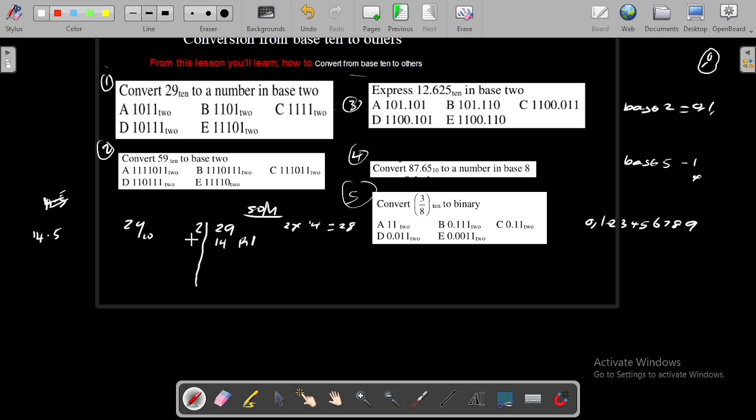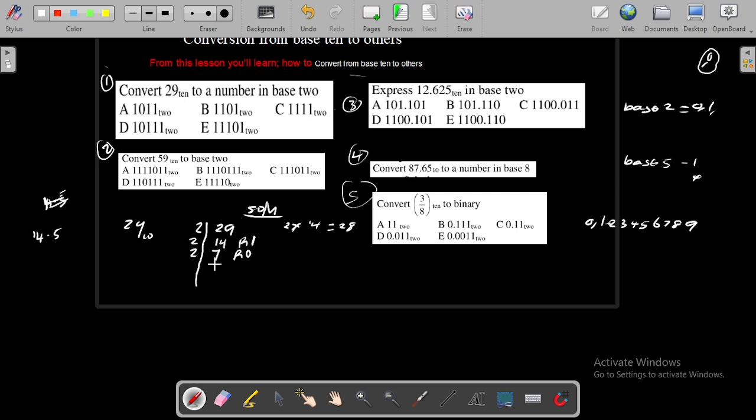Now let's go again. 14 divided by 2. How many times can you say 2 in 14? So what do you get as 14 divided by 2? That is 7 times. So we have 7. Does it have any remainder? No. That is equal to 0. Since you don't have any remainder, the remainder is 0.